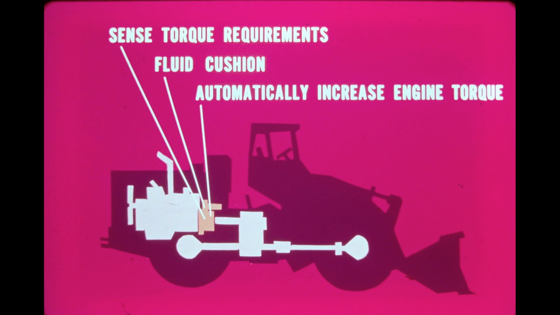Positioned between the engine and transmission, the converter has the unique capacity to sense the torque requirements and automatically increase engine torque, if necessary, to meet load demands. And because the converter acts as a fluid cushion between the engine and the drivetrain, engine stalling is prevented and shock loads on the drivetrain are reduced. In our brief discussion so far, the word torque was mentioned quite a few times.